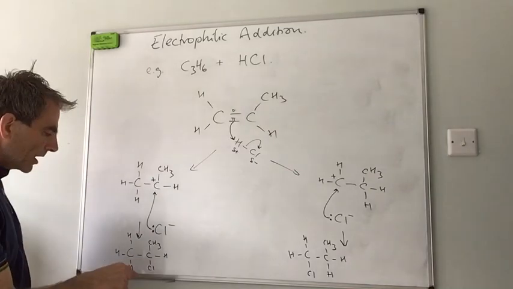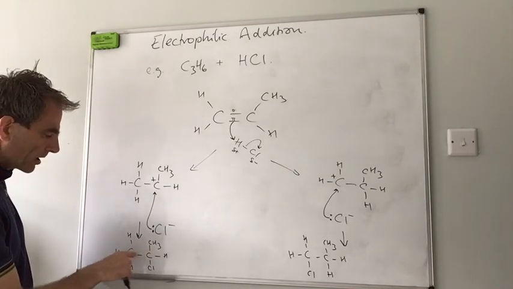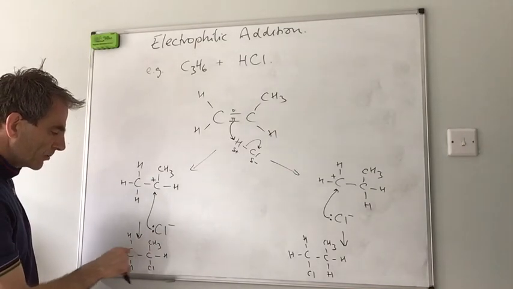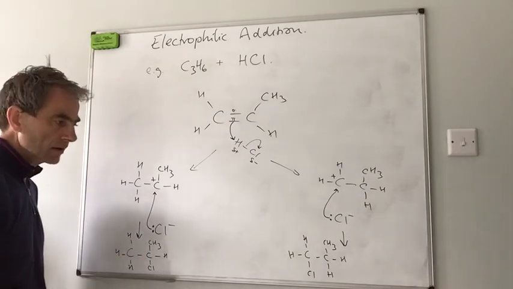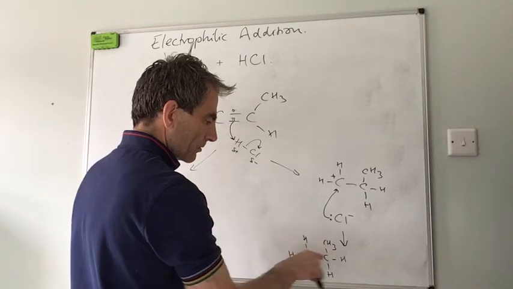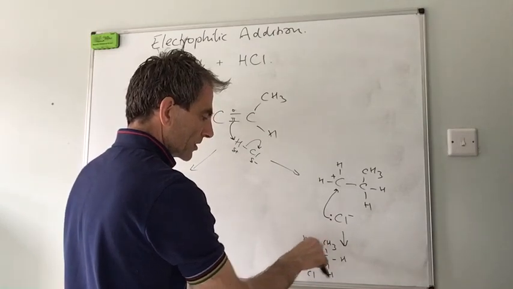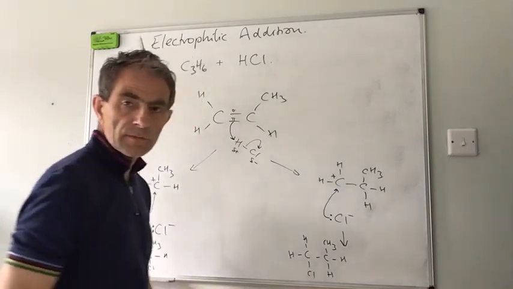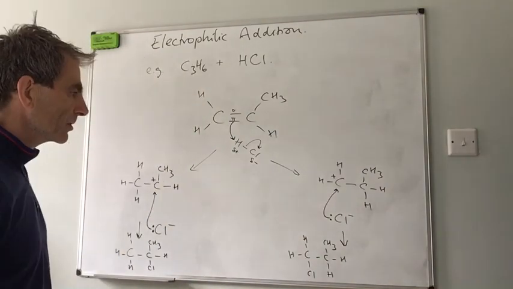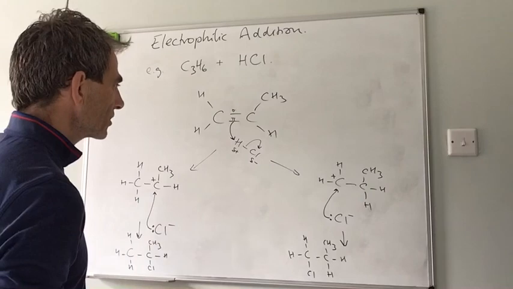So this one here is, we've got 1, 2, 3 carbons in the chain. So propane with the chlorine on carbon number 2, so that's 2-chloropropane. And this one here, 3 carbons in the chain, continuous chain, chlorine on the first one, so this is 1-chloropropane. So 2 possible products from that reaction.